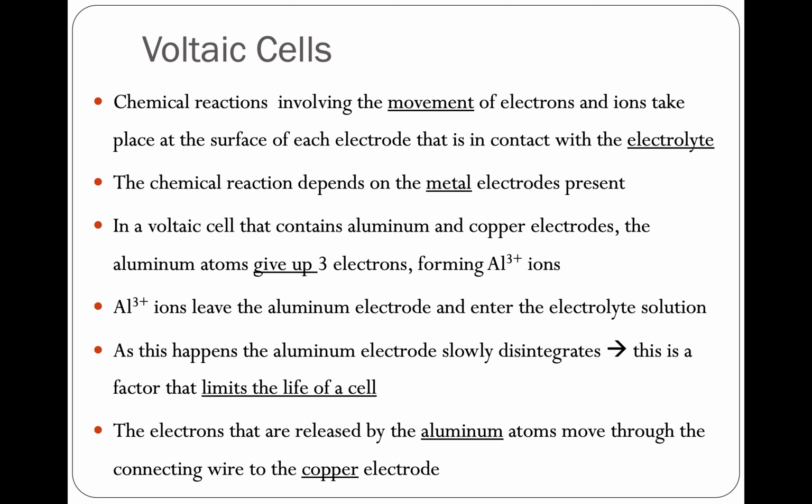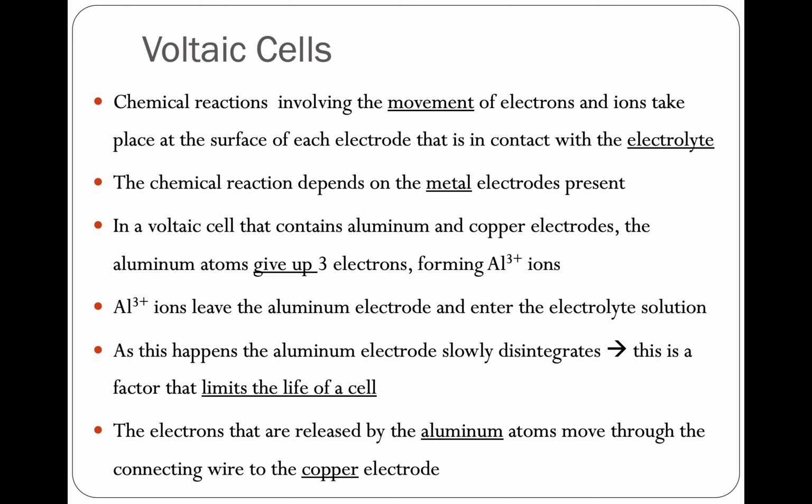where the metal is in contact with the electrolyte. The chemical reaction depends on the metal electrodes that are present, so the choice of metal is important here as well. Not necessarily for this level. I just want to point out that it is important, but maybe you don't have to know which metals. If you take grade 12 chemistry, then you will be learning about this in more detail. You talk about voltaic cells in more detail, in which case you will have to pick different metals, okay?